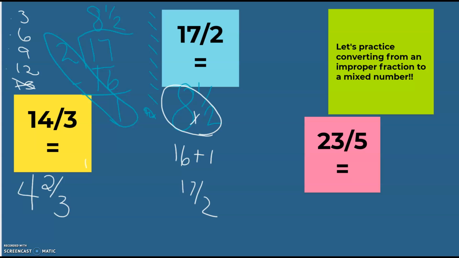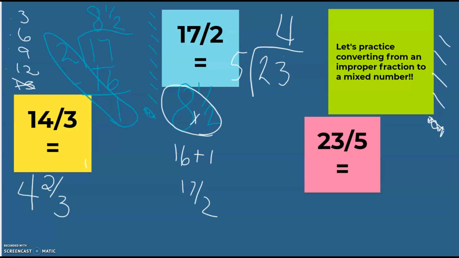All right, the last one was 23 fifths. Okay, again, I have 23. I'm going to divide it by 5. So let me change my 3 up there so it looks a little bit more like a 3. Sorry about that. 23 fifths. So I'm going to count by 5s: 5, 10, 15, 20, 25. 25 goes over 23, so I can't count that one. So I'm going to go 1, 2, 3, 4.